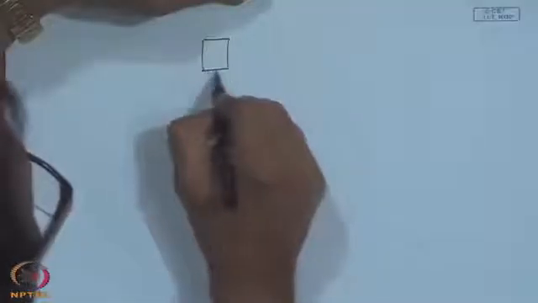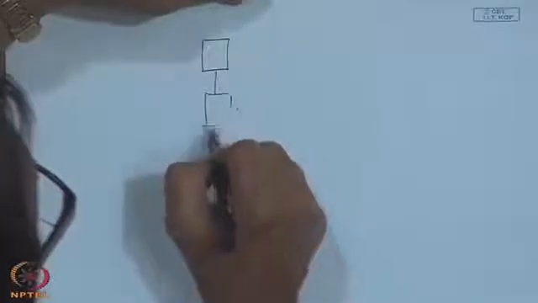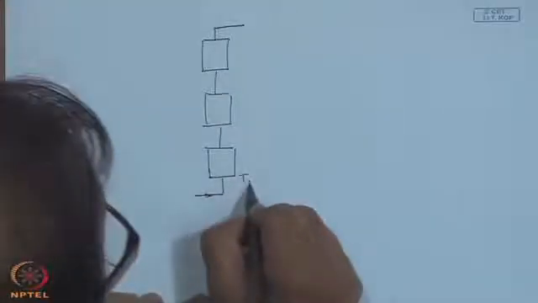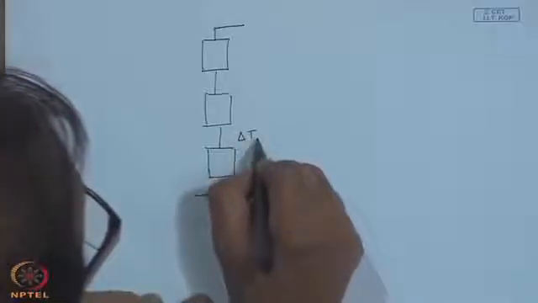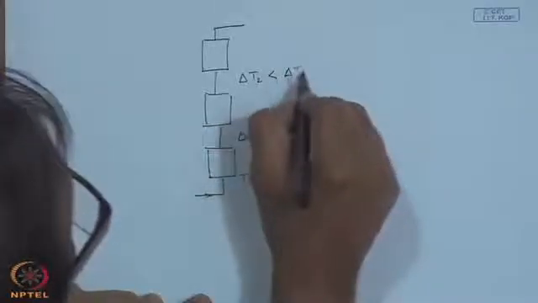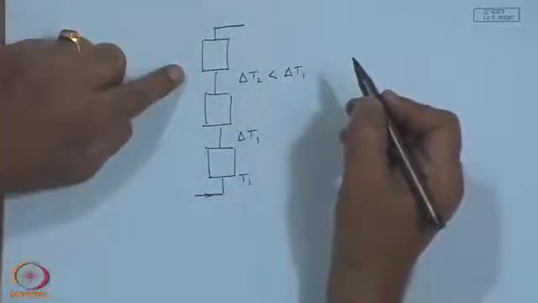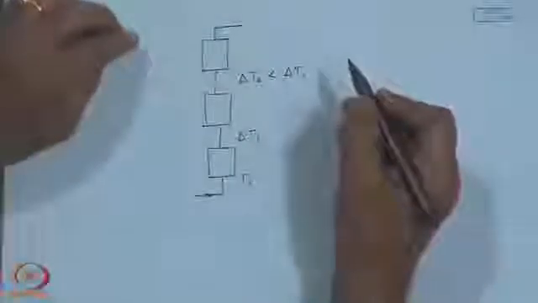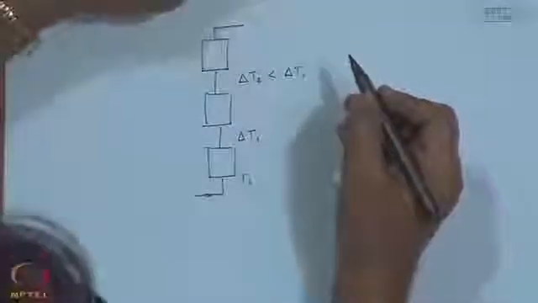One more thing which is often ignored or not really taken into account, when you have series collectors, again we will discuss in a little more detail when we consider the critical radiation level. Let us say this is T I and this adds a delta T 1 and this adds a delta T 2, obviously less than delta T 1, since this is at a higher temperature and hence higher losses. So, technically the efficiency of each subsequent collector will be lower than the previous one.